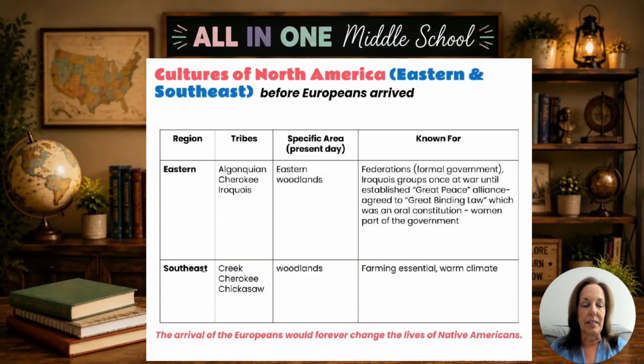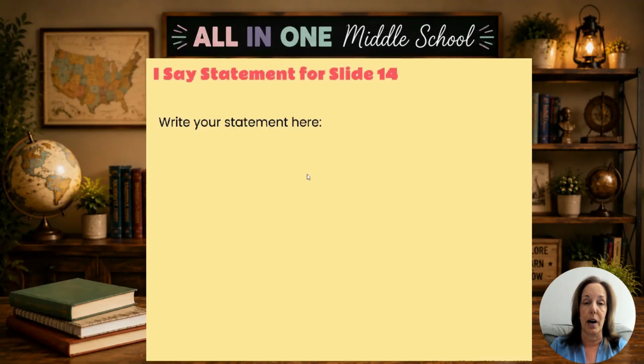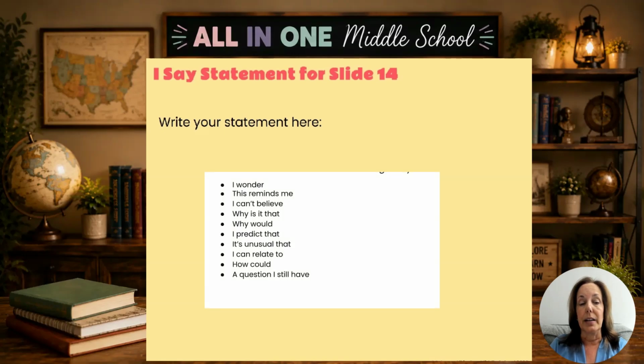In the southeast, some of the tribes were the Creek, the Cherokee, and the Chickasaw, and they were located in the present-day woodland area. They were known for farming being essential to them and the warm climate where they lived. I have a note at the bottom here, and it says that the arrival of Europeans would forever change the lives of Native Americans. And that's something really important to reflect upon. You'll want to do an I say statement for slide 14.